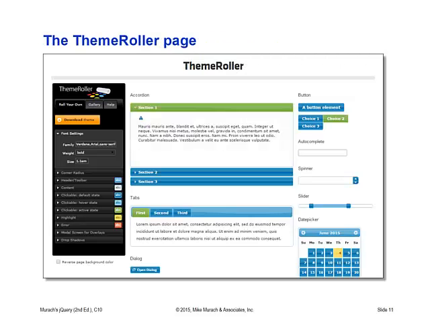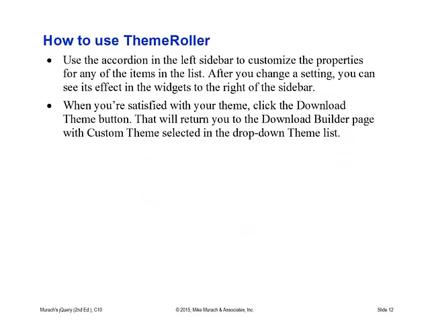So one of them here is the theme roller page, which allows you to use the left sidebar. It's almost like a navigation window of sorts, and these can be customized through your own UI that you downloaded. So you take that UI download that we were talking about with the theme roller, use the accordion on the left sidebar, customize those properties, make some changes to a setting, and then review the effects of those changes on the right side.